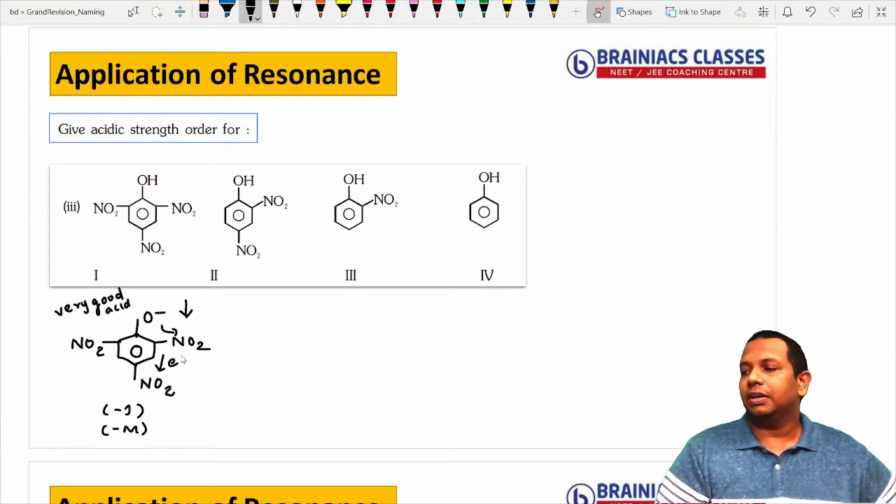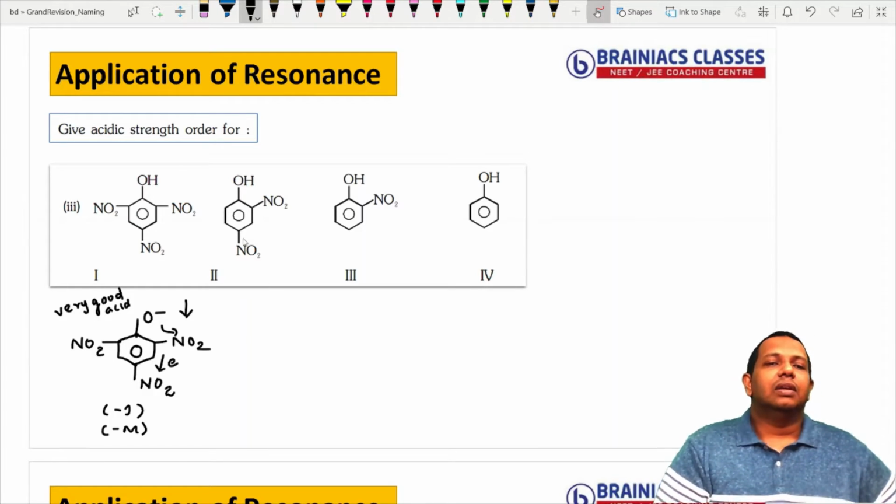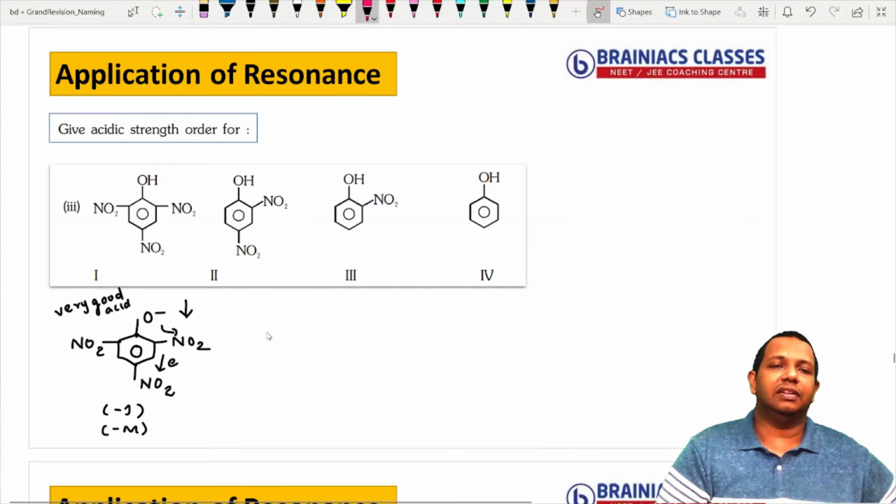It is called trinitrophenol, or we can say 2,4,6-trinitrophenol. Okay. So next one, if you see here, we can take it, and this is a little easier.